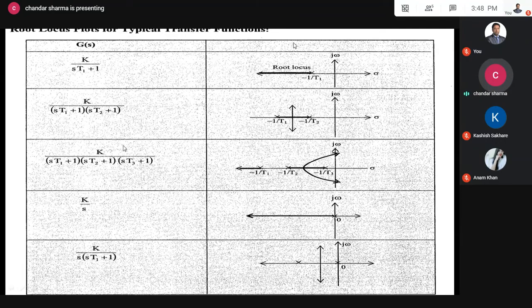जैसे मैंने 2 पोल कर दिया, सिस्टम लेस स्टेबल हो गया. As we increase the number of poles, the system becomes less stable. This is the effect of addition of poles. As we increase the order of the system, the system becomes less stable.